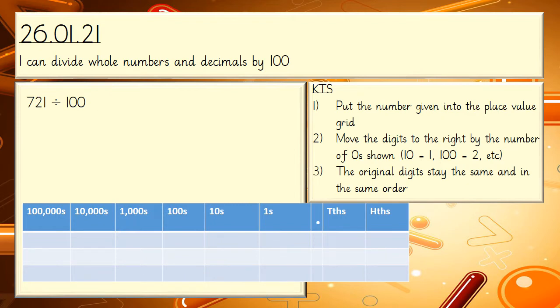Pause the video here and have a go at this example. So first of all, put 721 into the place value grid. Then move the digits 2 places to the right. And you should end up with 7.21.